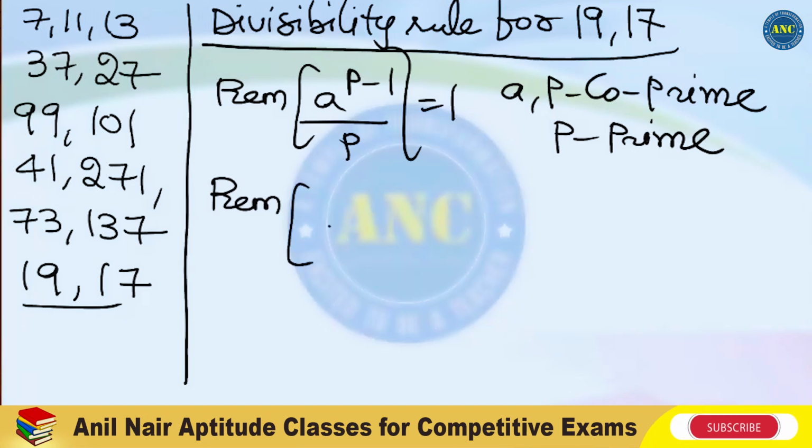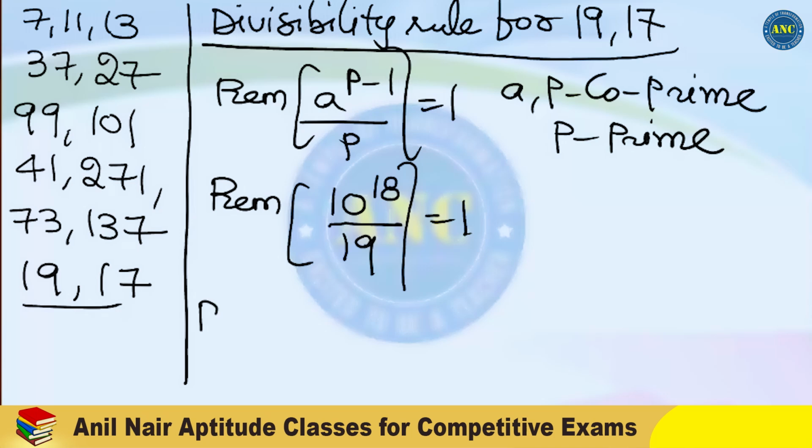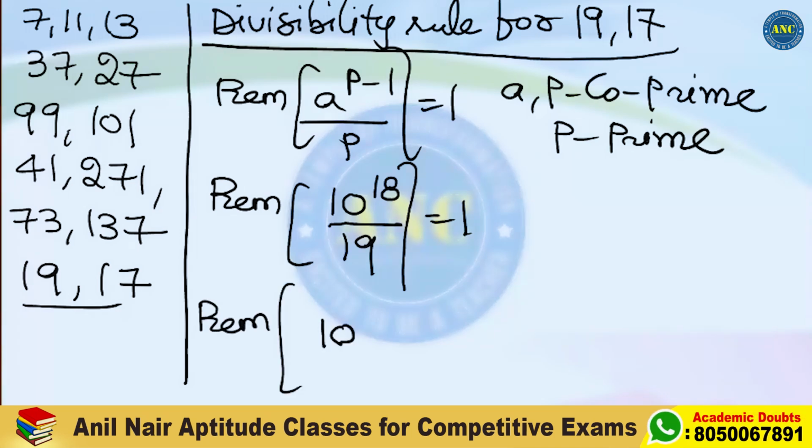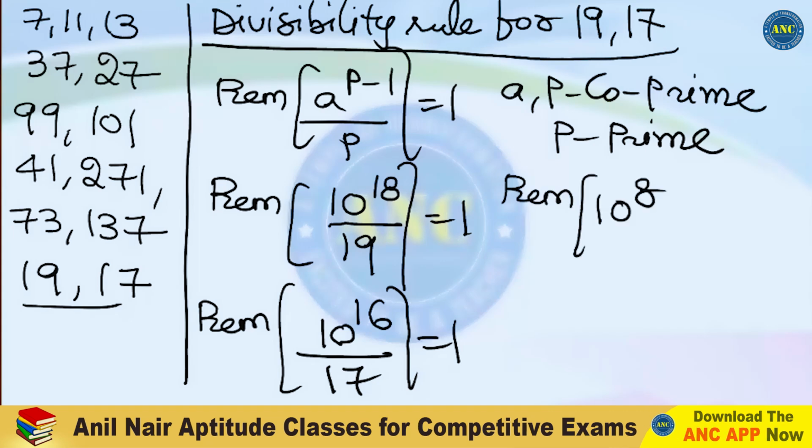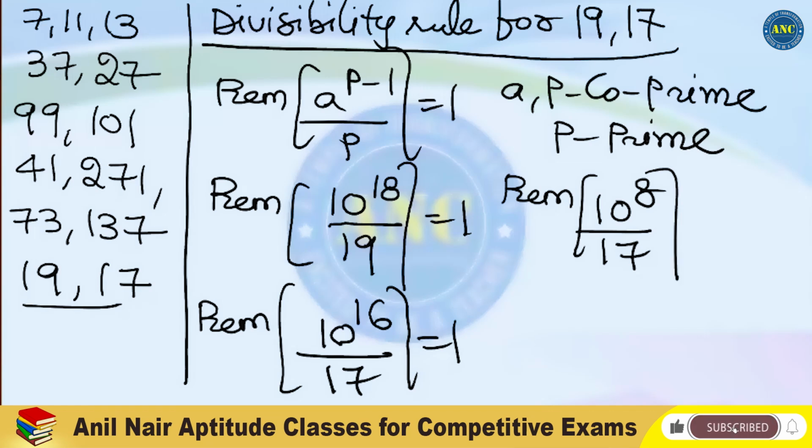Remainder 1: if it is 19, this will be 10 power 18. Similarly, 10 power 16 when divided by 17 is 1. Taking a group of 16 digits and adding it will become a very cumbersome process. I will go one step down. 10 power 8 divided by 17. I will take one example. 17 ones are 17, remainder minus 7. Minus 7 power 8 is 7 power 8.